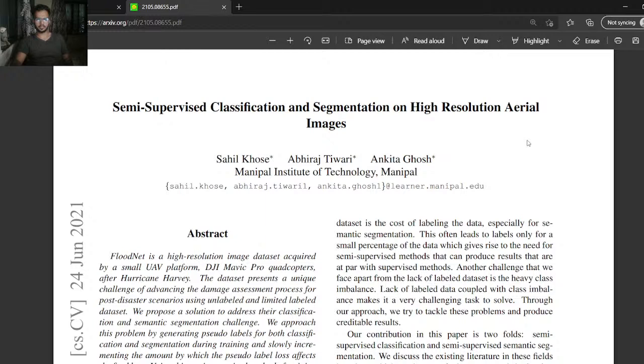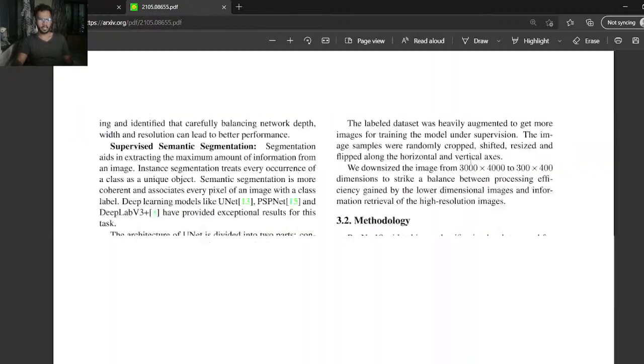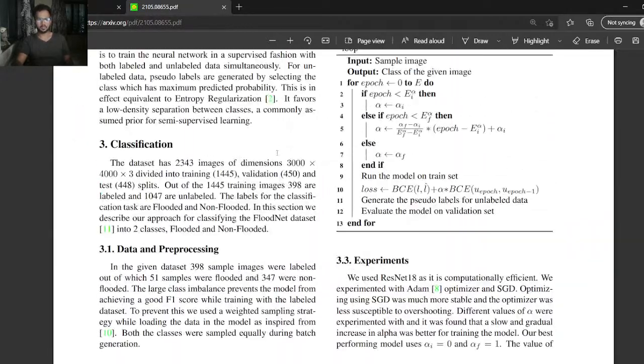A month ago, I along with Aviraj and Ankita worked on a paper. It was a competition, and we had to perform classification and segmentation on high resolution aerial images in the challenge FedNet. And in that, one of the major problems that we had, as you can see here, was that the number of labeled images was very low. Out of almost 1,500 images, we had only 400 of them labeled. So 20-25% of the images are labeled.